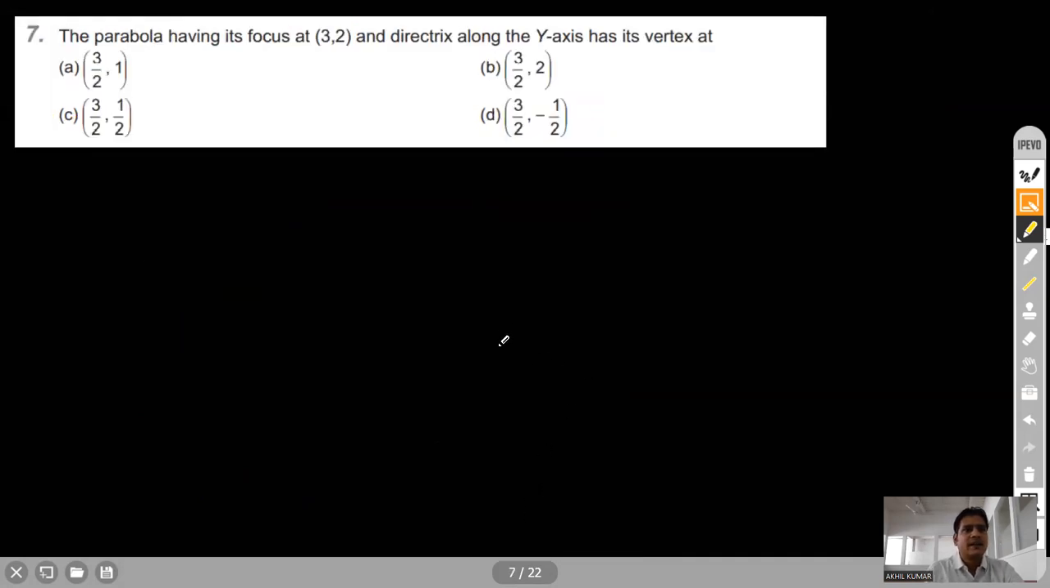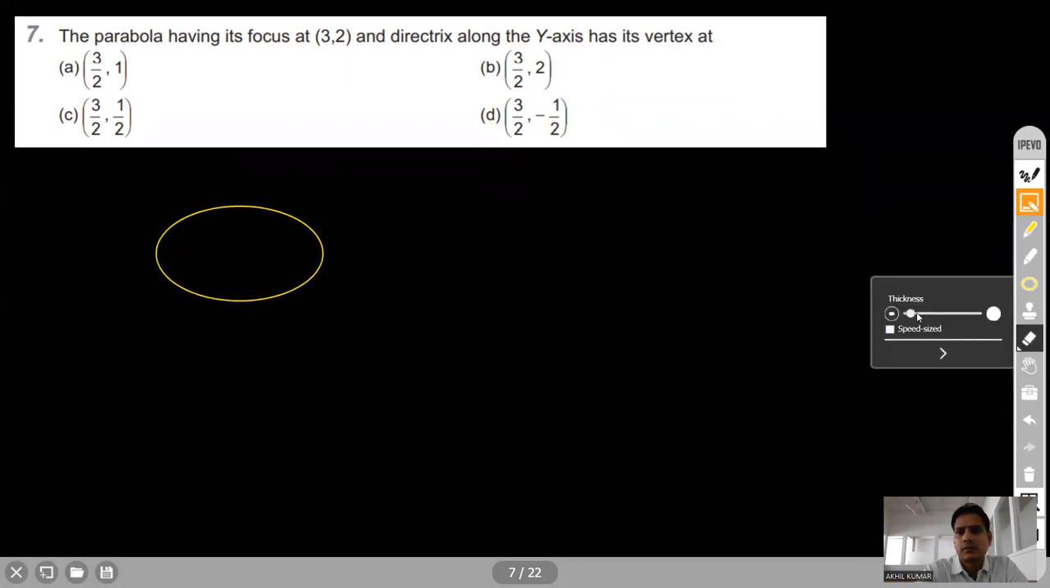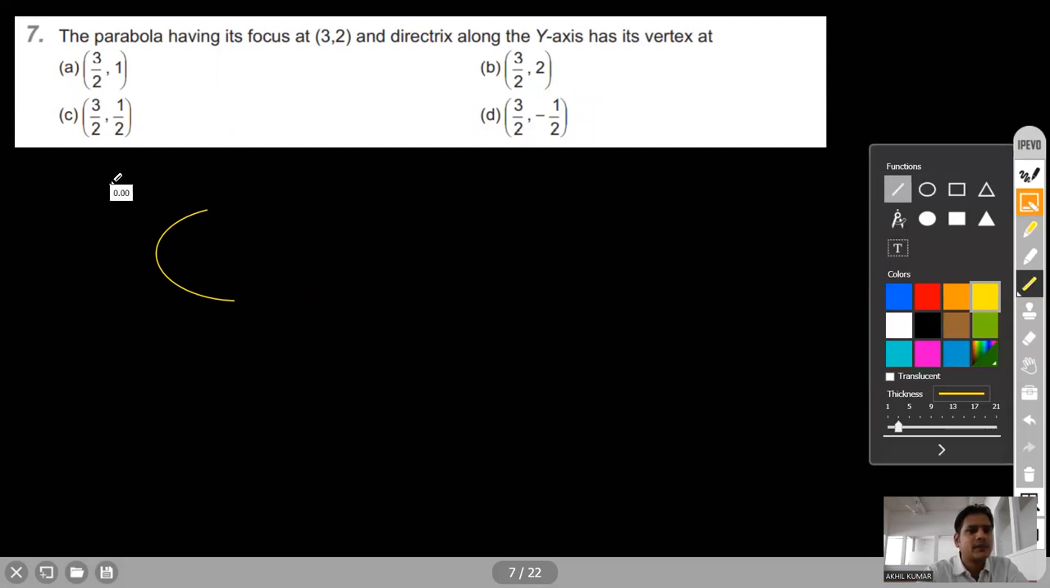Now see this question number 7. It is saying the parabola having its focus at (3, 2) and directrix along the y-axis has its vertex at. Okay, so let me draw one rough sketch for this. So parabola is given and its vertex is known to us. So this one is a parabola. Directrix is along the y-axis. So let me call it as directrix, and it will be along the y-axis.